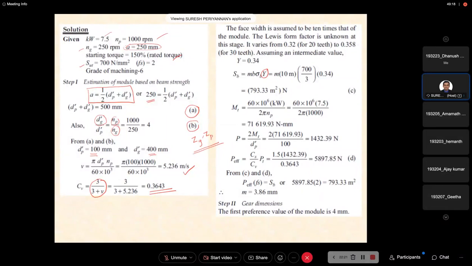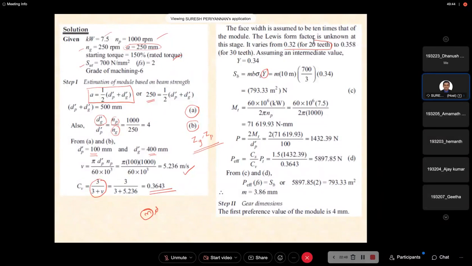Only the gear ratio and the center distance are known. From that we are able to find only the pitch circle diameters. But if m is given, then we are able to find the number of teeth on the gear and the number of teeth on the pinion. But m is also not given. Hence I am considering the range from 20 teeth to 30 teeth.